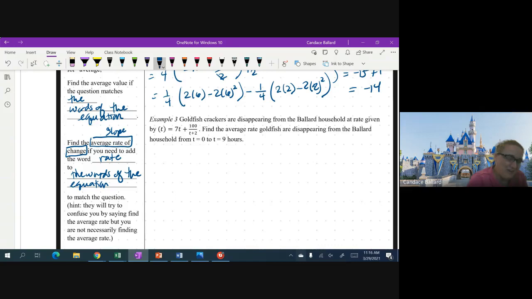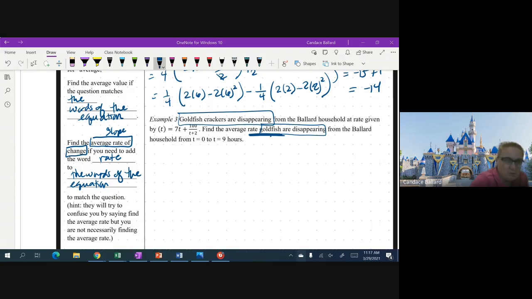All right, find the average rate of goldfish disappearing from the Ballard household from t equals 0 to 9 hours. Okay, so average rate of goldfish, okay? So in this case, it doesn't say rate of change, it says rate of goldfish disappearing, and it matches what was going on here, so that's an average value problem, okay?